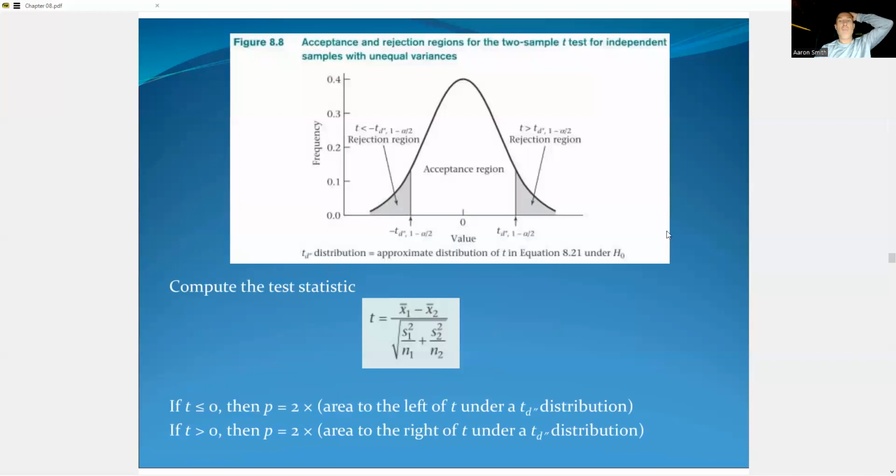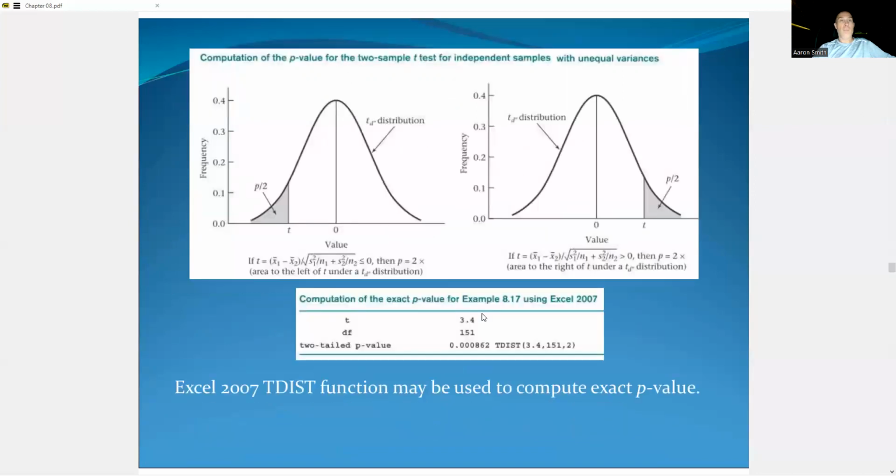Now, if t is big, far to the left or far to the right, we reject the null hypothesis and conclude that there is a difference. If the t value is close to 0, we fail to reject the null hypothesis and conclude that there is no statistical difference between the averages. And so here is how to compute the p-value of the test statistic. Take the test statistic, make it negative, and make it positive. Find the area to the right and to the left.